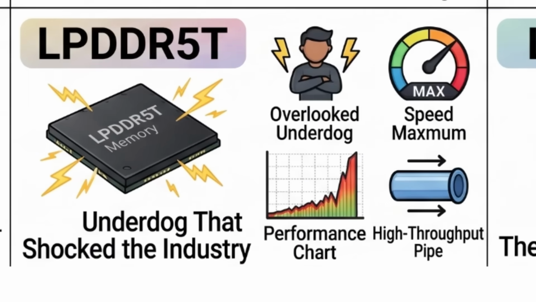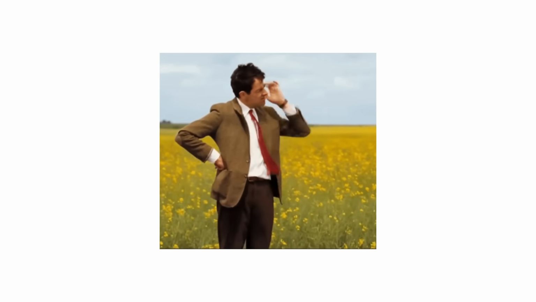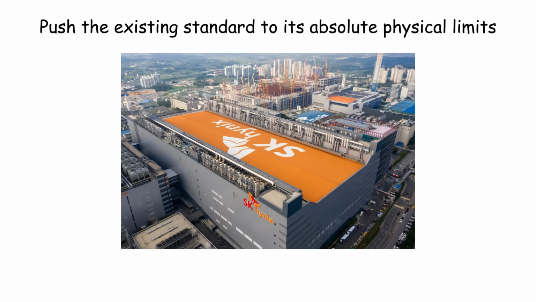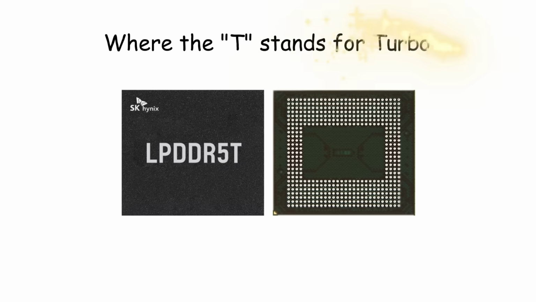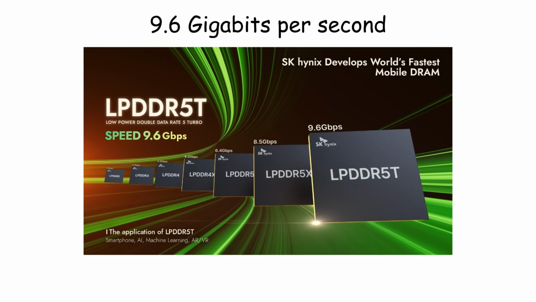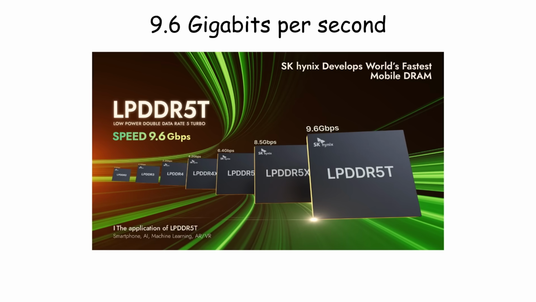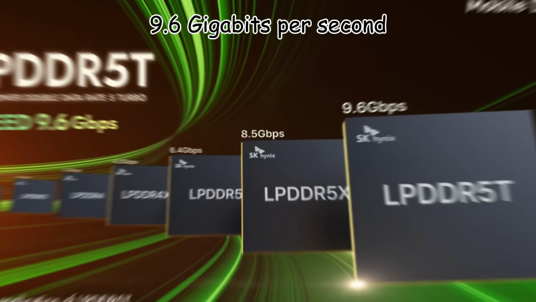Chapter 10. LPDDR5T. Instead of waiting around for a brand new generation of architecture to be finalized, SK Hynix decided to push the existing standard to its absolute physical limits, introducing LPDDR5T, where the T stands for turbo. Operating at an astonishing 9.6 gigabits per second, this highly optimized version actually outperformed many early standard LPDDR5X configurations, hitting flagship devices at the time.